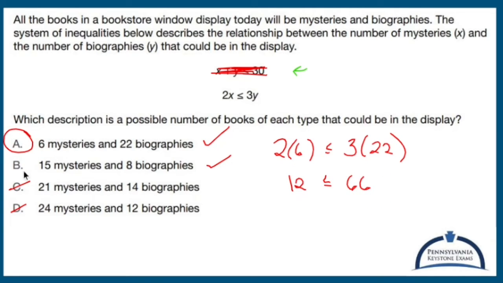If I were to try that out on B, if I were to do 2 times 15, which is 30, it's got to be less than or equal to 3 times 8, which is 24. I'm not going to get something that's a true statement. So B doesn't work. A is the only option that does, and that's my answer.